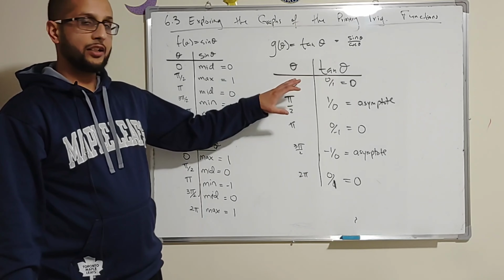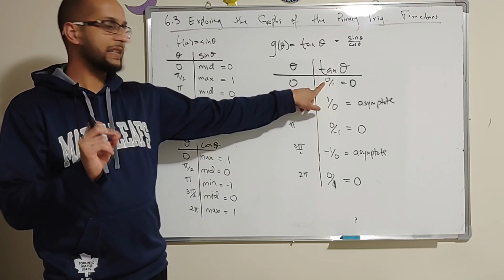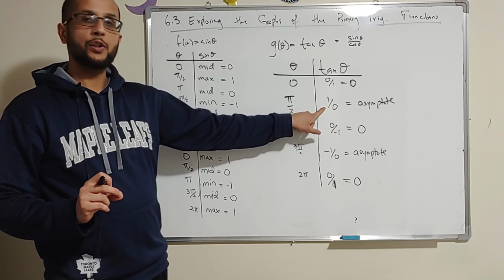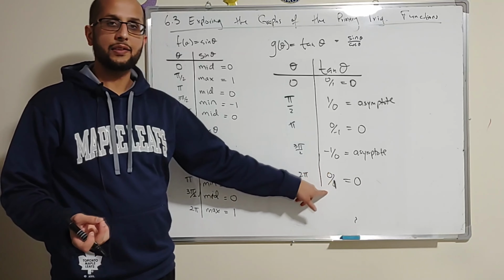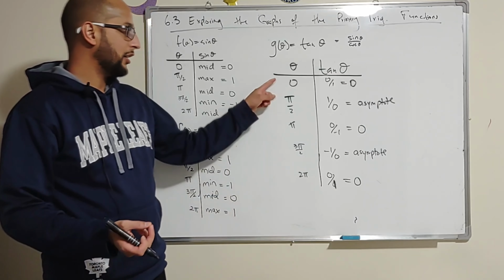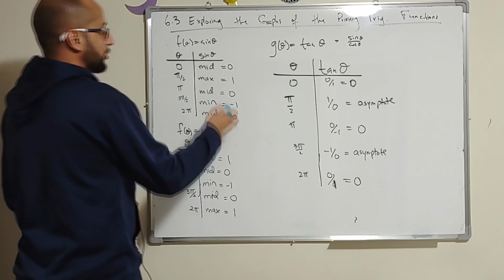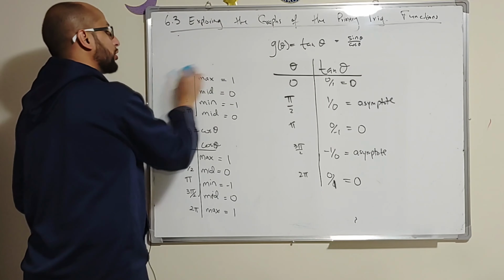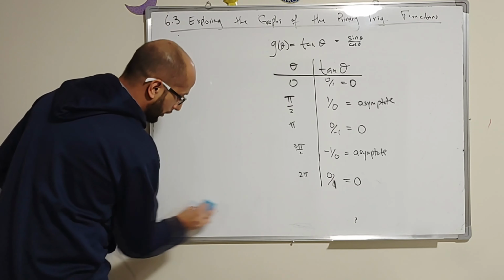If you see the pattern here for the tan theta function, at 0 you have an x-intercept, pi over 2 an asymptote, pi an x-intercept, asymptote, x-intercept. Every interval of pi over 2. But now let's combine those and look at what the graph of that function would look like.